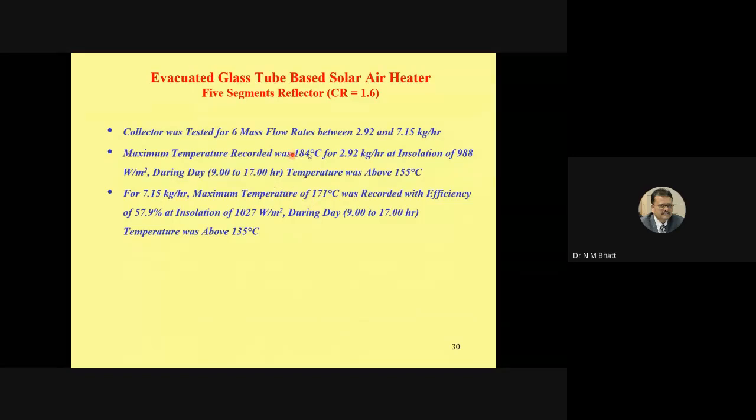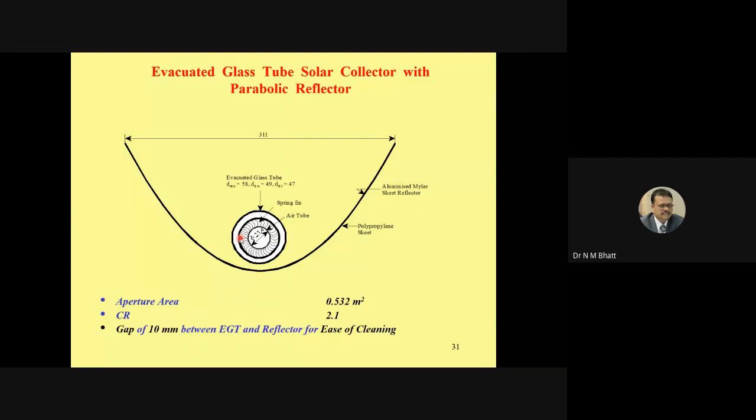So with the minimum flow rate of 2.92 that we experimented with, the temperature was above 155 degrees centigrade. And for the maximum flow rate, the temperature was above 135 degrees centigrade. So even if you need about 150 degrees centigrade, you don't have to go for a parabolic reflector. And this is the parabolic reflector with concentration ratio 2.1.